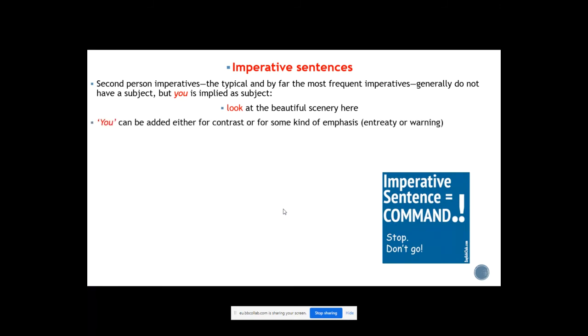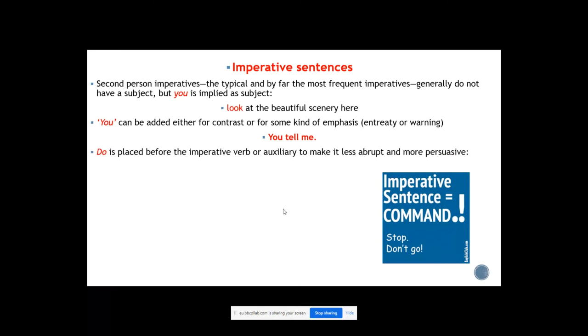So you can be added either for contrast or for some kind of emphasis, like for example in entreaty or warning. For example, if I'm teaching you face to face and one of you got his attention distracted, I would be saying you, pointing my finger at him, you pay attention to what I'm saying. So in this case, I use you to show contrast and to place some emphasis on that person. For example, you tell me, not anybody else, you.